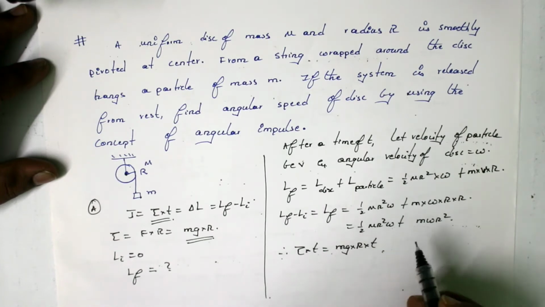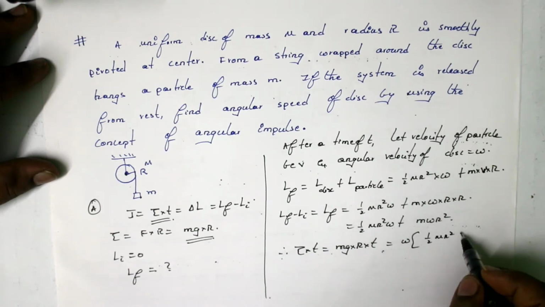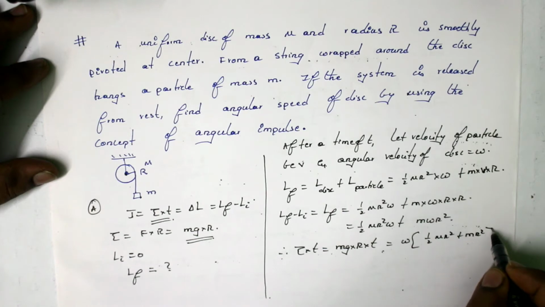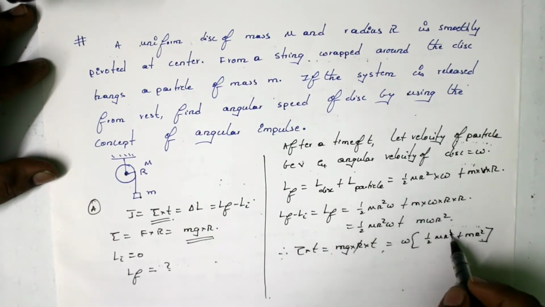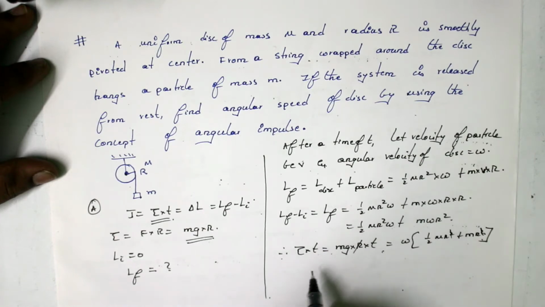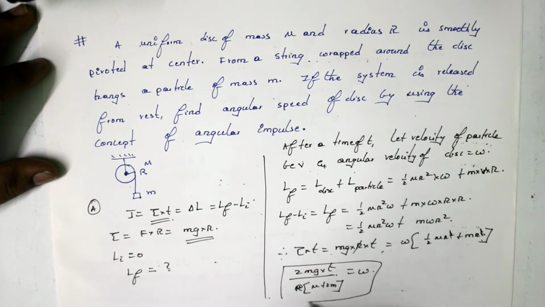and multiplied by time is equals to omega. If I take omega common, then it is equals to half mr square plus mr square. So if I multiply the total equation by 2 and cancel these r values, then I can write 2 mg into t, divided by 2 is getting cancelled. So r, if I take common, then I will get m plus 2m. So this should be our equation for angular velocity.